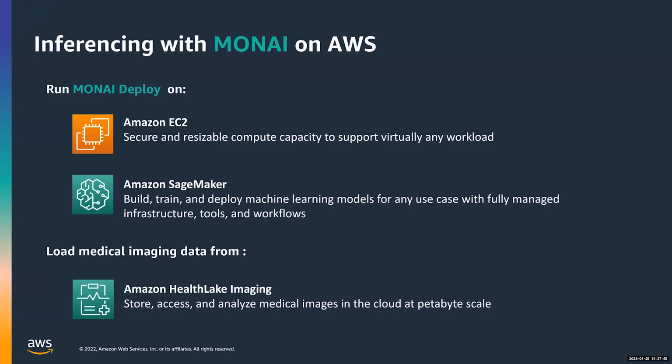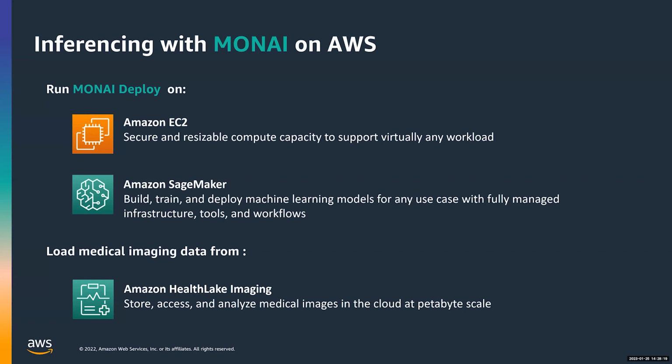So the way you can run MONAI Deploy on AWS today is by two different services. You can run that on top of EC2, or you can run that on top of Amazon SageMaker. There are different approaches, or different, let's say, manners to run this MONAI Deploy logic on top of AWS. And the way you do that in EC2 is not quite the same way as the way you do that in SageMaker.